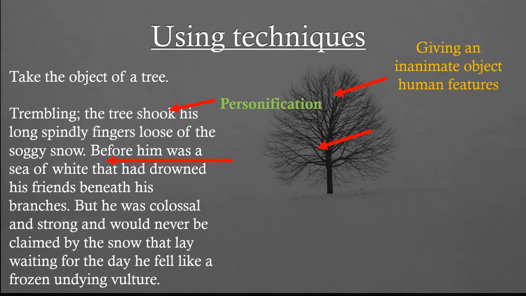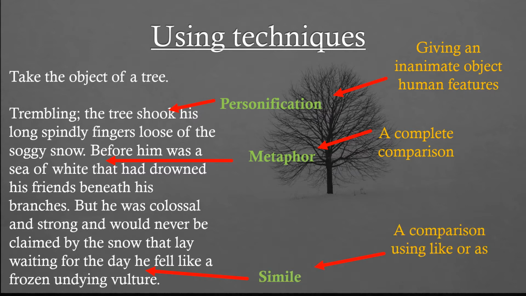For him was a sea of white. So once again, metaphor, and it's a complete comparison. When you're saying that something is something, it's a very strong comparison. And finally, he lay waiting for the day he fell like a frozen, undying vulture, which is a simile, which is a comparison using like or as.